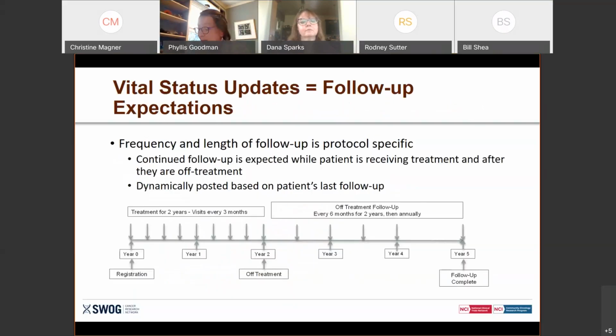Another kind of expectation that is posted is for vital status updates, also sometimes referred to as follow-up expectations. Here we're looking to see if the patient's follow-up schedule or the expected visit schedule is being adhered to. The frequency and length of follow-up is protocol specific and can be found in Section 14, as well as sometimes in Section 7. And when we calculate follow-up length, we consider both patients receiving protocol-specified treatment, as well as when it's complete and patients are continuing to be followed. Next slide, please.